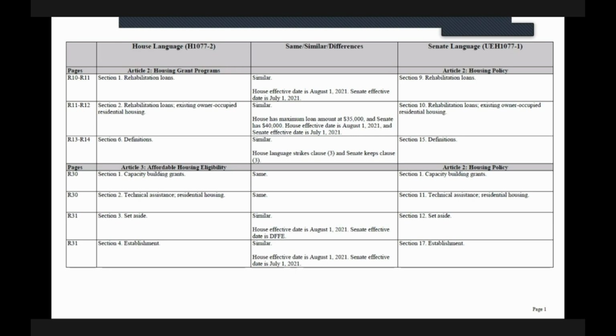Thank you for that explanation. Please continue, Ms. Griffin. Thank you, Madam Chair. So the second row here is House language section 2, Senate language section 10. It's on our page R11 to R12. This adds manufactured homes to rehabilitation loans, and it also changes the maximum loan amount. There is a difference between the House and Senate language here. The maximum loan amount in the House language is $35,000, and the maximum loan amount in the Senate is $40,000. The effective date is also different, similar to the prior provision. It's August 1st in the House language and July 1st in the Senate language.